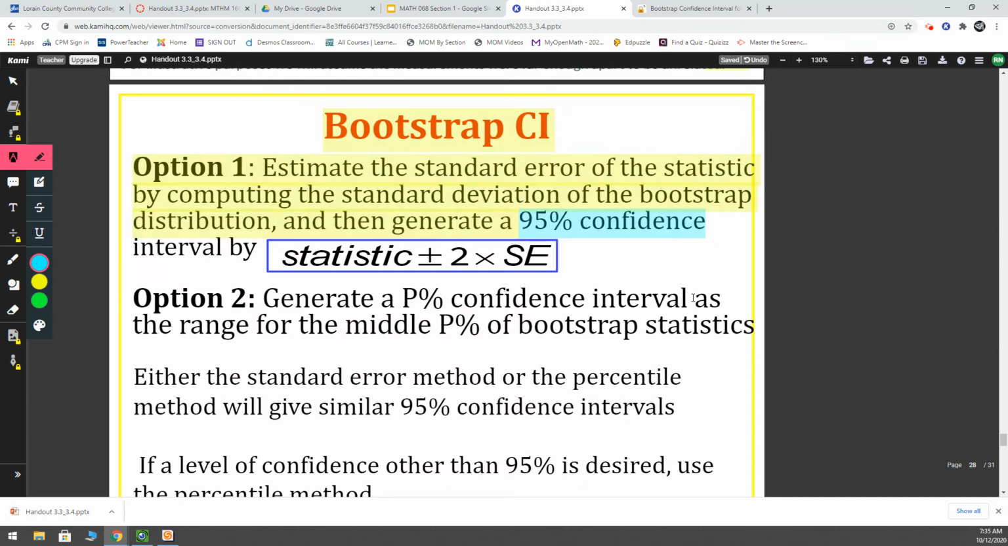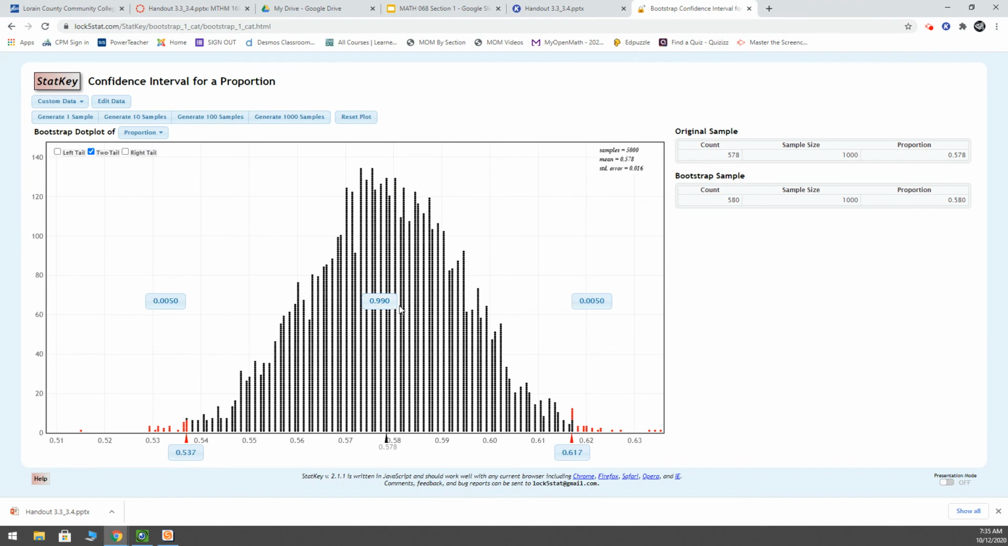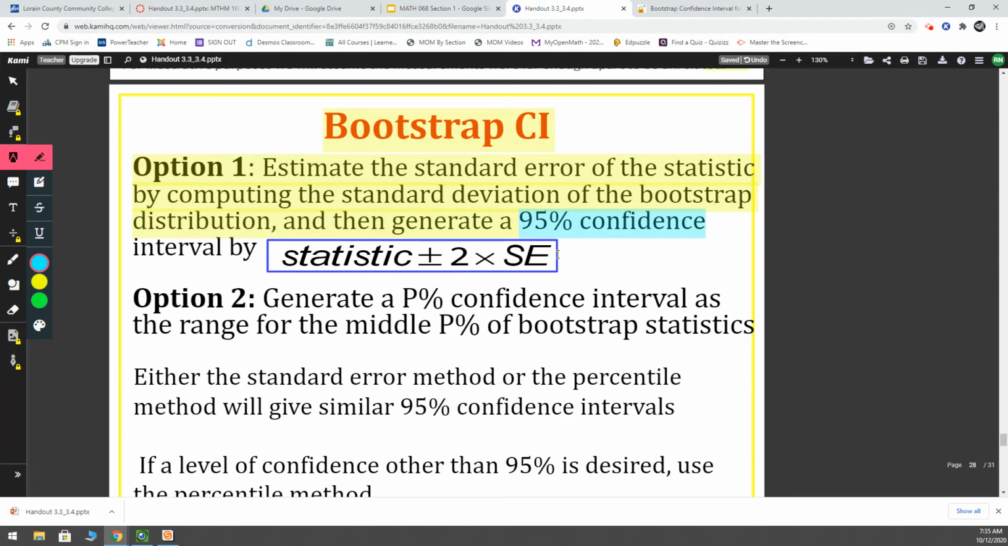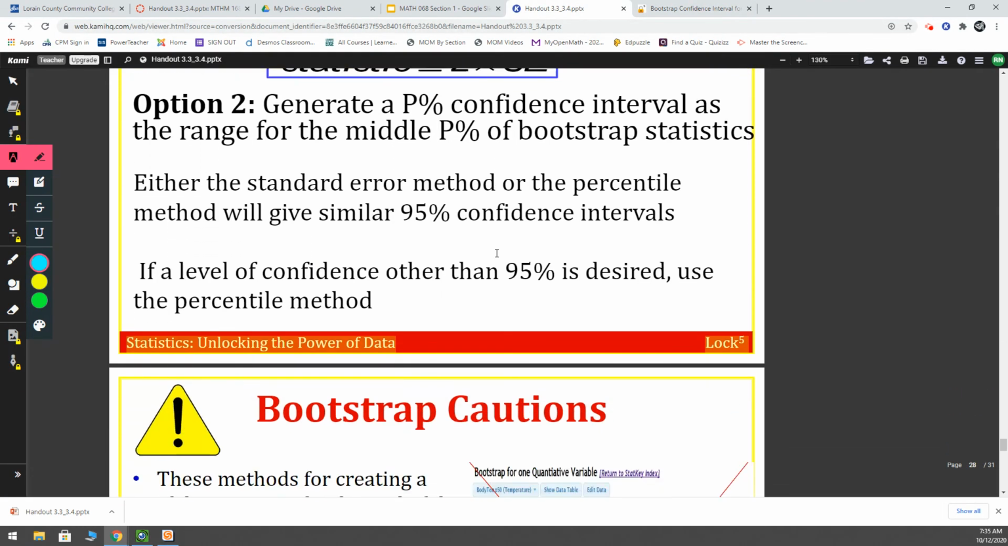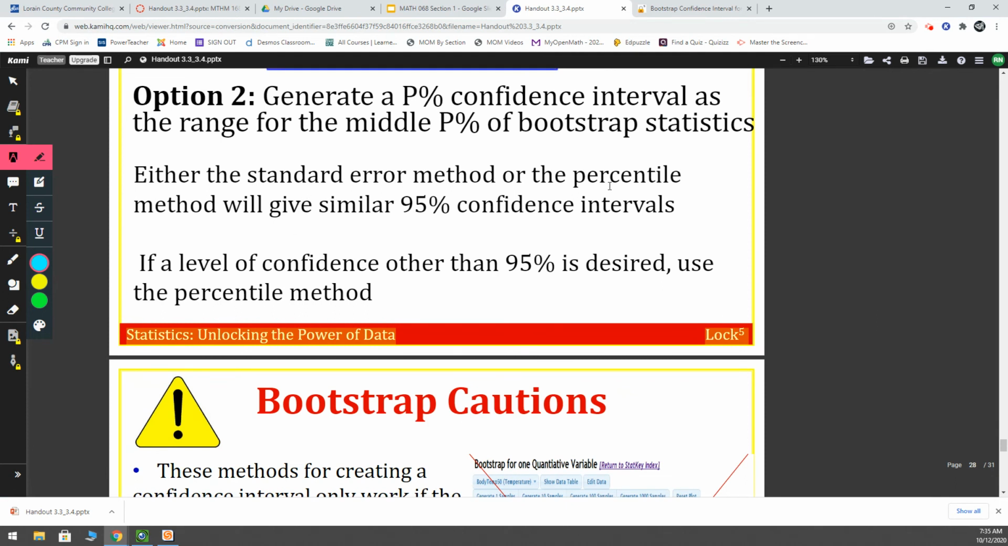Watch that. Boom. Option two. So let's say it's 97% or 98 or 99%. You have to generate a bootstrap distribution and use the range in the middle as the percentile for the Bootstrap. That's where we use this and then change the value in the center. We can also do that with a calculator, and we'll learn how to do that pretty soon. Either the standard error method or the percentile method will work for a 95, so you can use either one. But if you're outside of a 95, you have to use the percentile method.